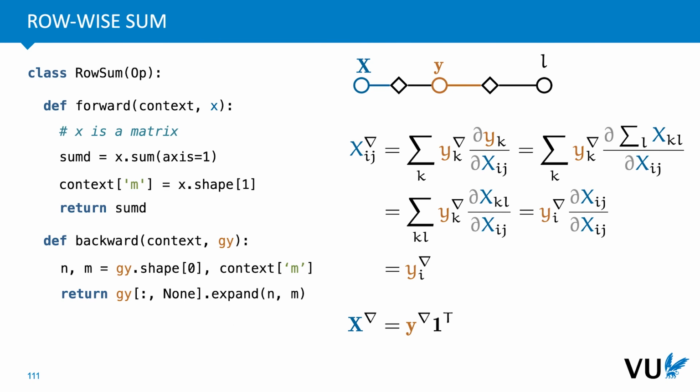This is all very straightforward, but we do lose one important piece of information when we're summing out the rows, and that's the column dimension of x. When we return this vector of summed out rows, we lose the information of how many columns x had. So we need to store it in the context element, retrieve it by the time of the backward pass, and use it to expand y nabla for the requisite number of columns.